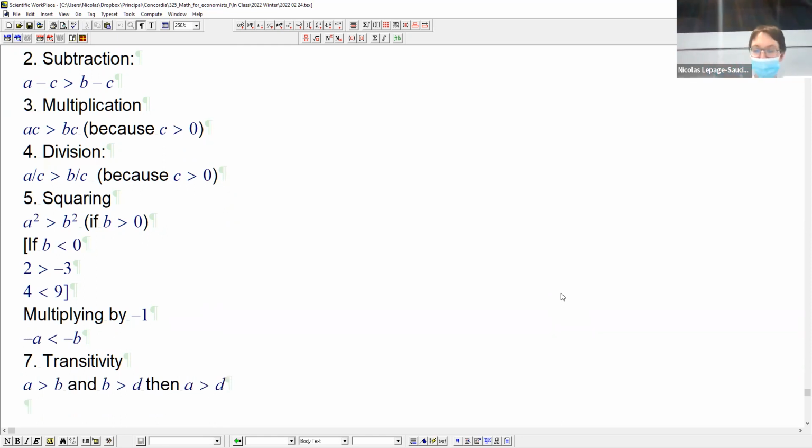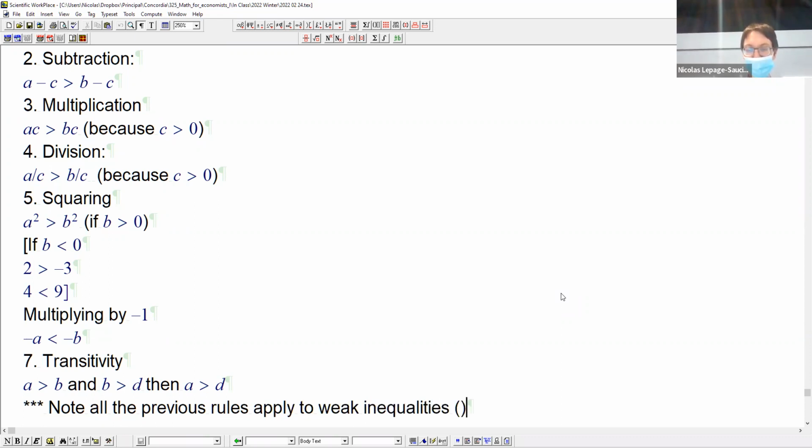Okay, and now the final point I want to make is that all these previous rules also apply to weak inequalities. We need smaller than or greater than, or equal.